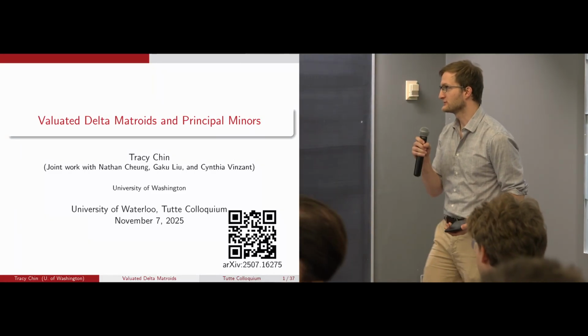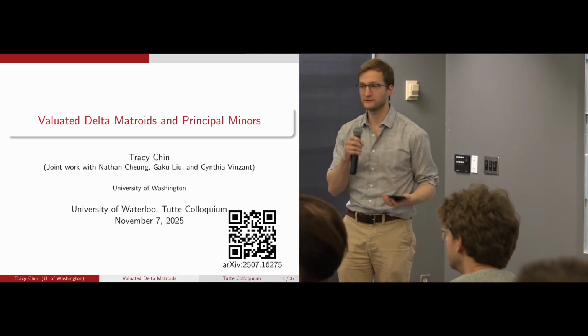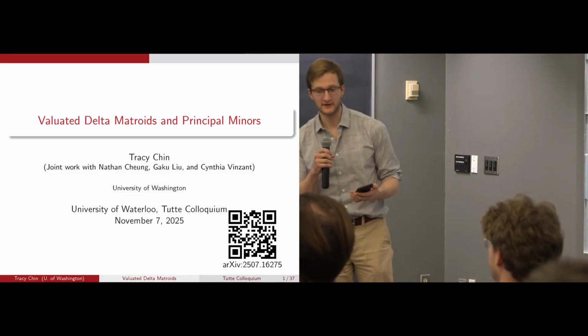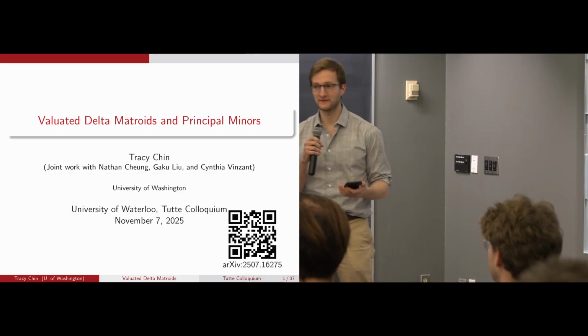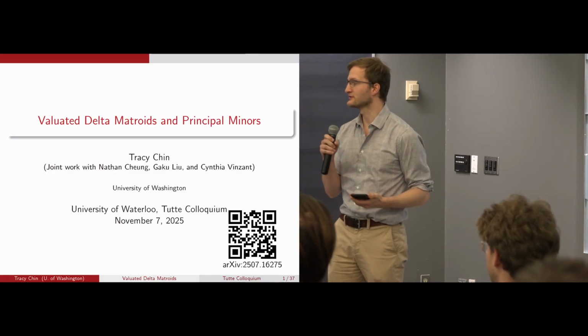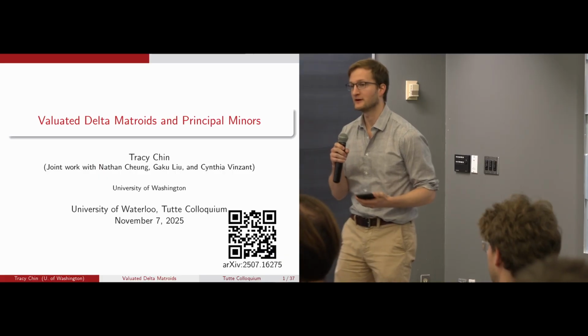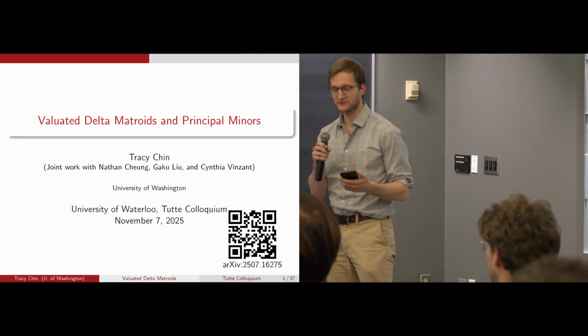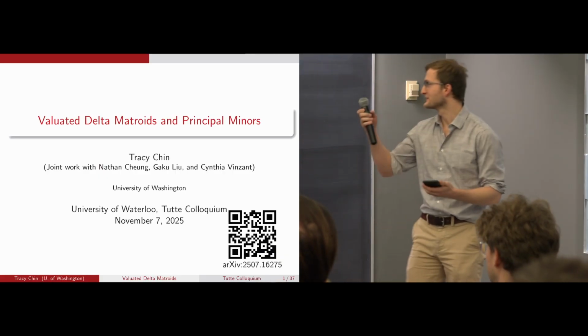Happy to introduce Tracy Chin from the University of Washington. Tracy is a fifth-year graduate student working under the supervision of Cynthia Vincent. She expects to graduate next year, and her primary research interest is combinatorics, real algebraic geometry, tropical geometry, and the intersections of these. Please take it away.